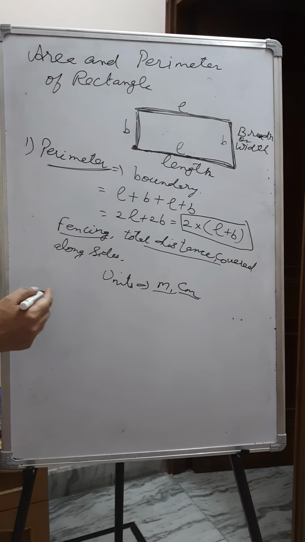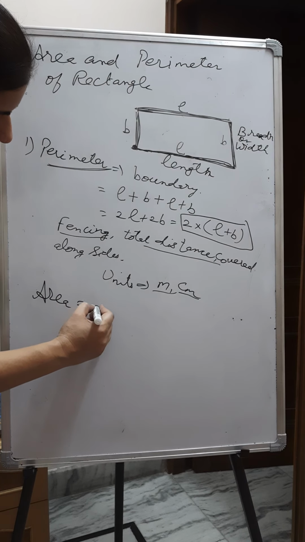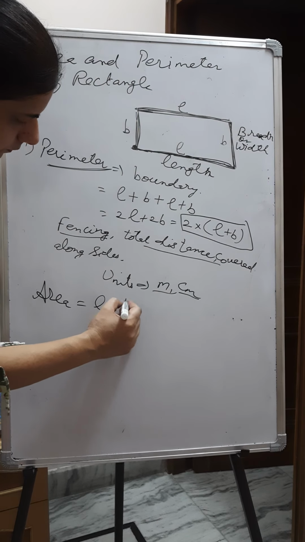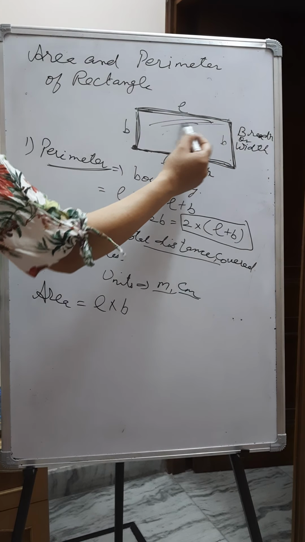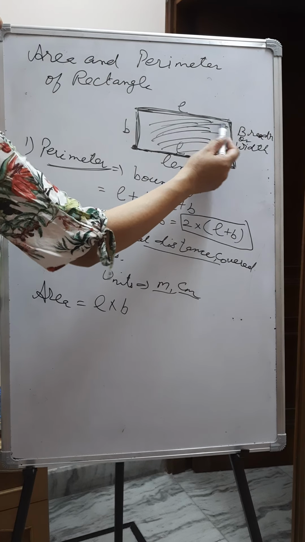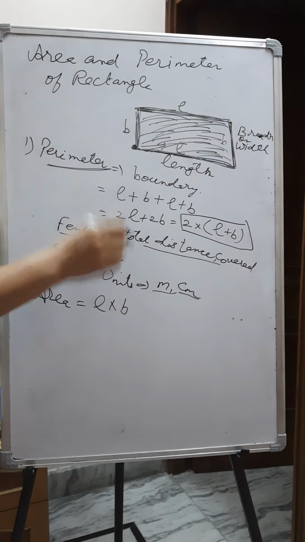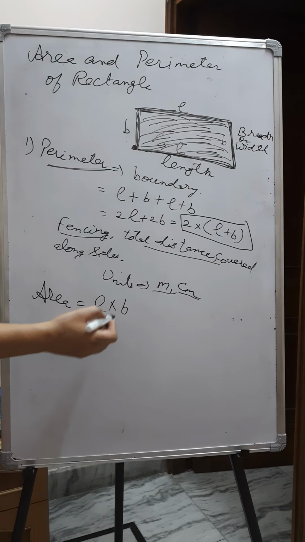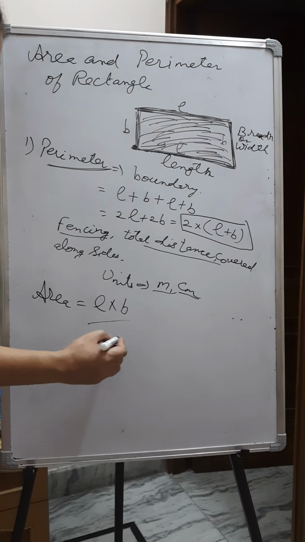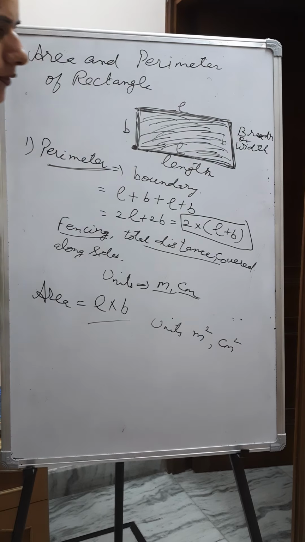The next is the area. The formula for the area is length into breadth, multiplication of this length and this breadth. Area is the region bounded by the four walls. The region included by these four walls is area. It is length multiplied by breadth, and its units are meter square, centimeter square.